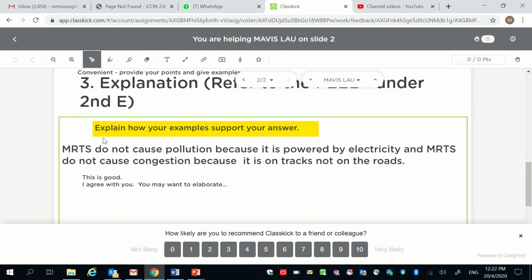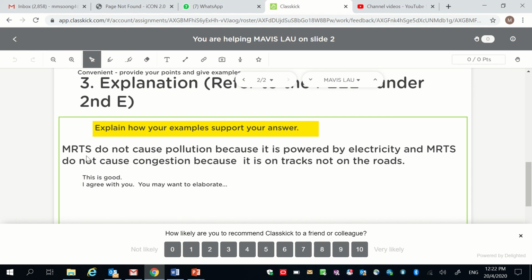Okay. Then explain how your examples support your answer. Remember, you gave an example by train, and then you say how train is a reliable mode of transport. Now you have to explain, like what this student has done, which is good. And my comment to her is, this is good. I agree with you. MRTs do not cause pollution because they are powered by electricity, and do not cause congestion because they run on tracks and not on the roads. Now the idea is good, but she may want to rephrase the sentence.